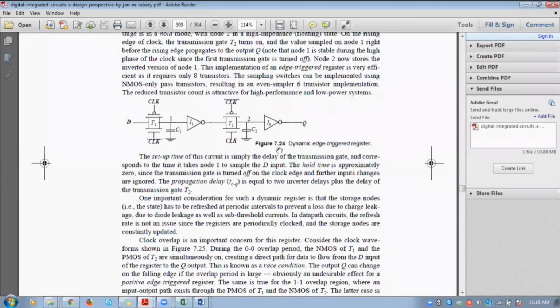So in the very next clock, it will go into hold mode. Again, the master will be in transparent mode. So a new D value will be sampled by your transmission gate 1. So this is the explanation about this particular dynamic positive edge triggered register.